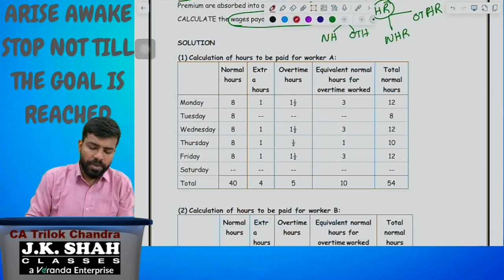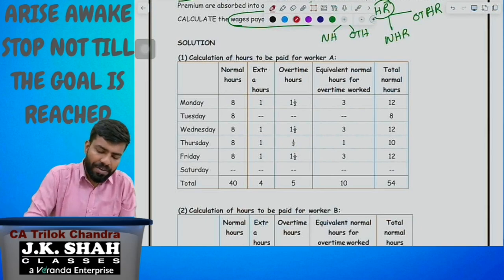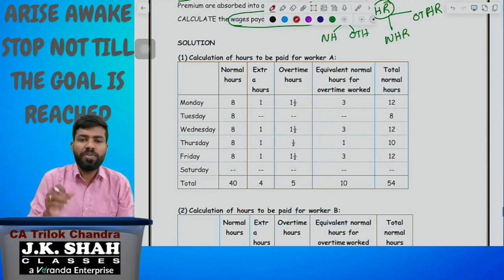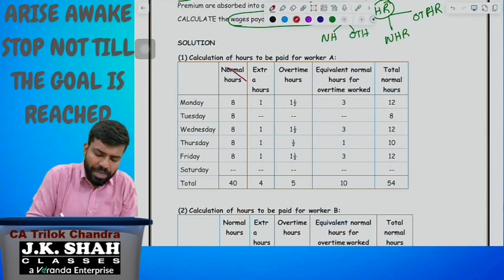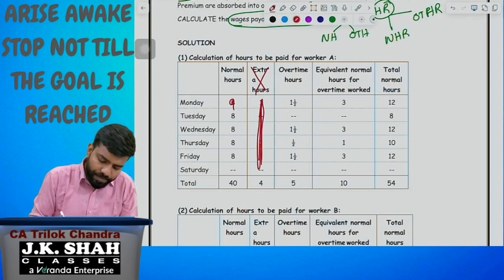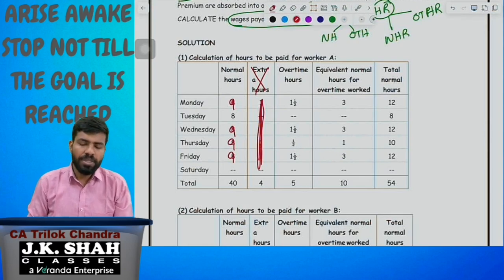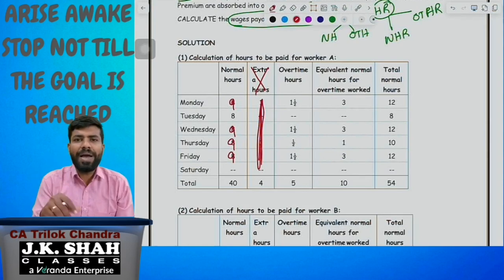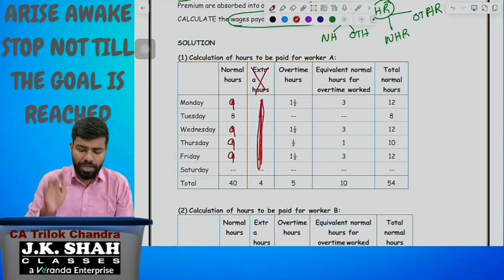Look at here. When it comes to worker A, one more thing, I want to make one small change when you are writing the solution also. Don't have any extra hours in the working. Just write it as normal hours. Instead of taking it here, directly take it here as 9, 9, 9, 9. Unnecessarily they created confusion by having the extra hours column. Are you understanding?